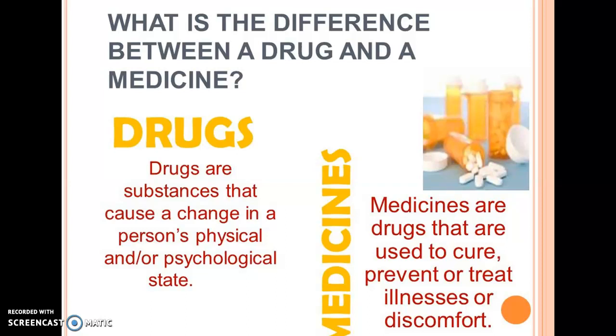But the purpose is different, because medicines are used to prevent or treat the illness or discomfort in a person. For a diseased person we give some drugs, and they are considered as medicine. Whereas drugs are substances that cause change in a person's physical and psychological state. The best example we can quote is substance abuse. Substance abuse involves drugs which can cause addiction liability in a person.